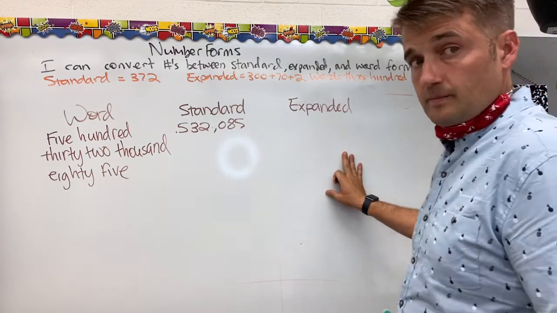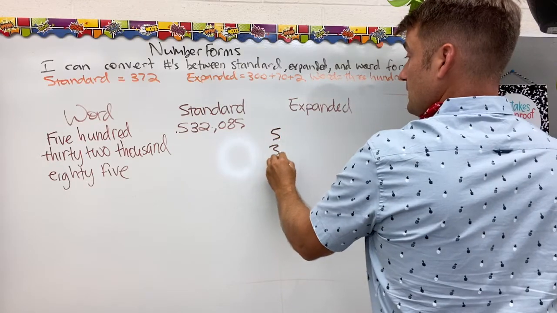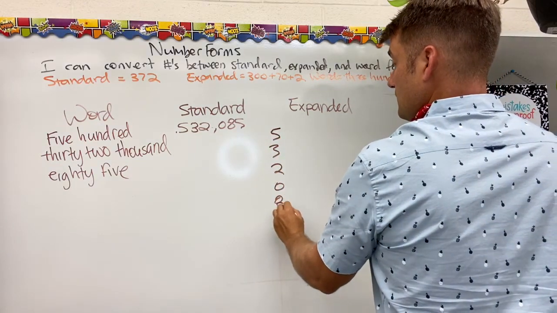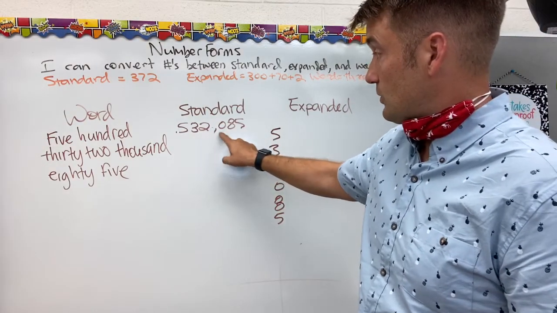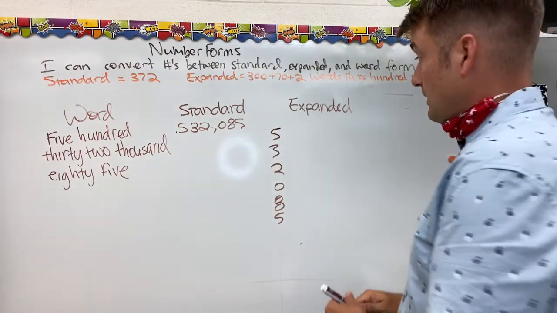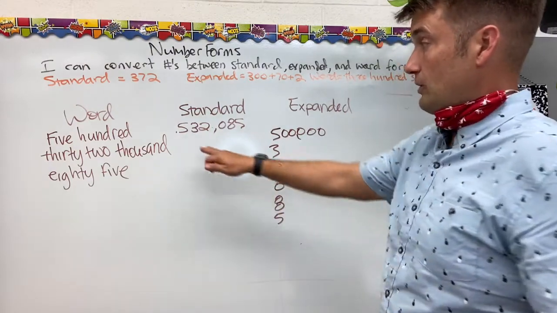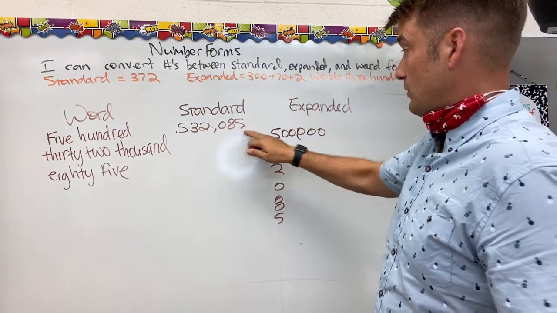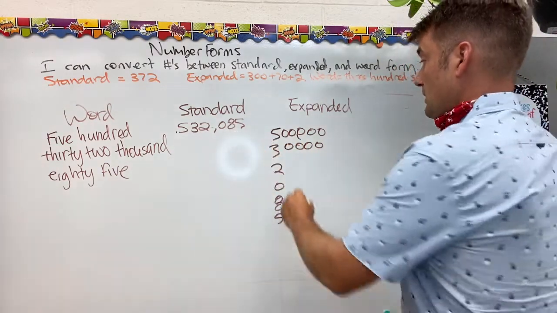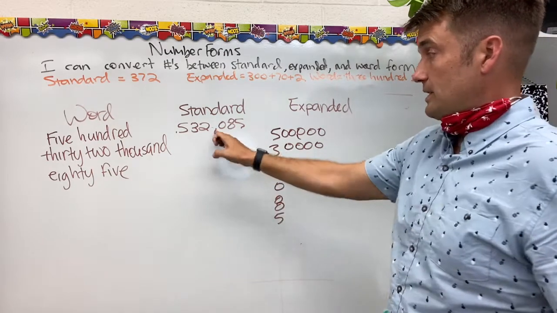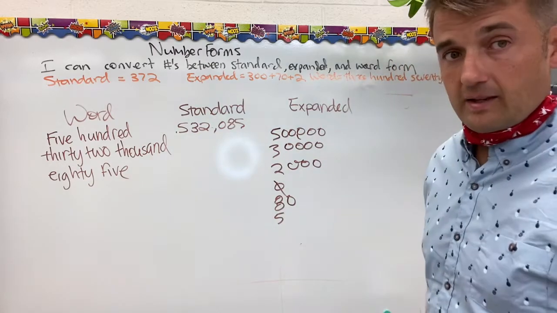Okay, I can also take this standard form number and go into expanded form. So here's how that would look. I'm just going to take these digits: 5, 3, 2, 0, 8, 5. The 5 has 1, 2, 3, 4, 5 spots after it. The 3 will have 4 spots. The 2 will have 3. The 0, I can skip. The 8 only has one place after it, and the 5 has nothing after it.